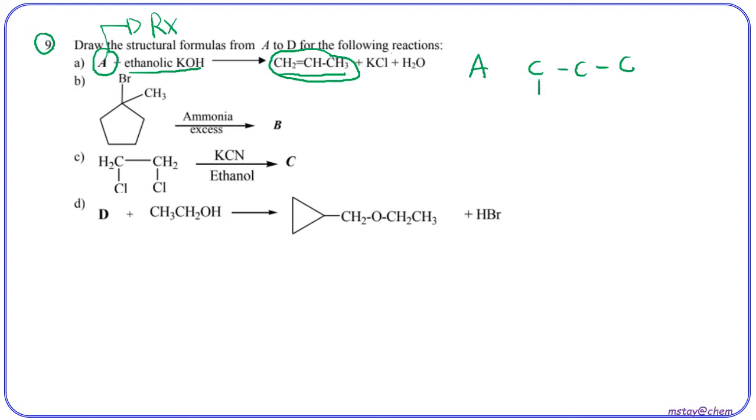Since the side product given is KCl, definitely we have to use Cl. So we can have CH2, CH2, CH3, or you can give the answer CH3, CHCl, CH3. Either one of these. But just a reminder, it must be with the Cl, it cannot be Br, even though Br is also a halogen.